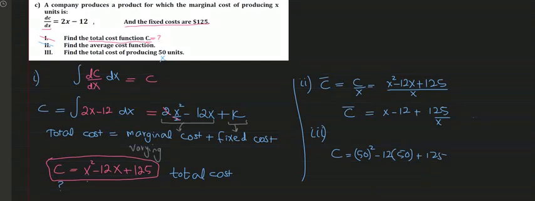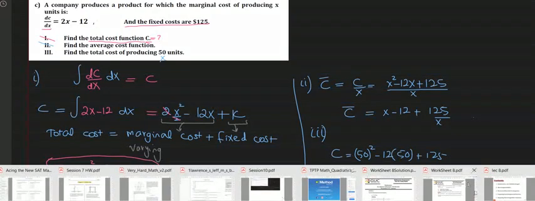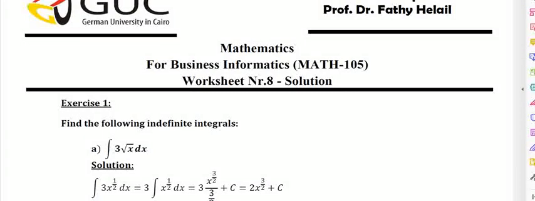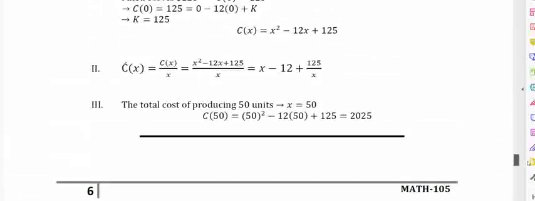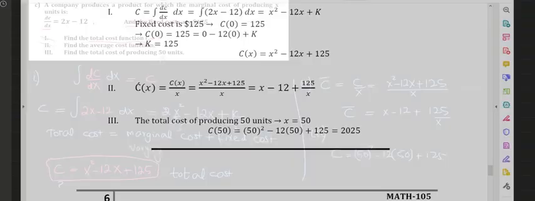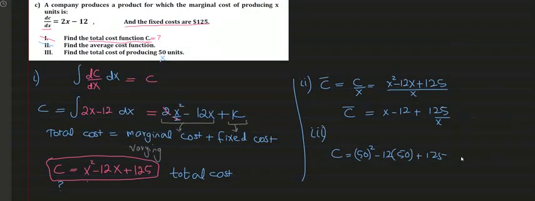Let's take that final solution from the solution of the worksheet. So it's 2025. That's the cost for producing 50 units.